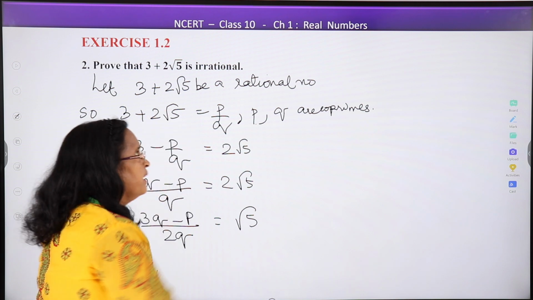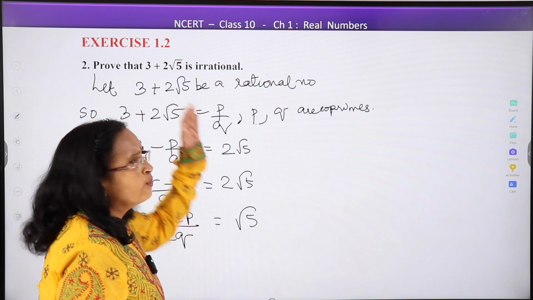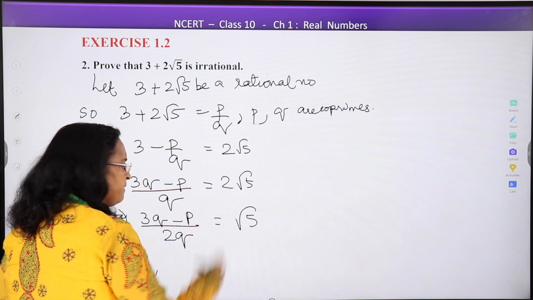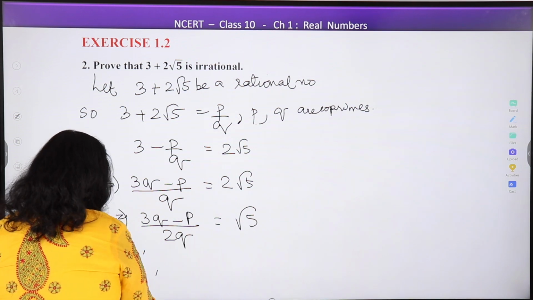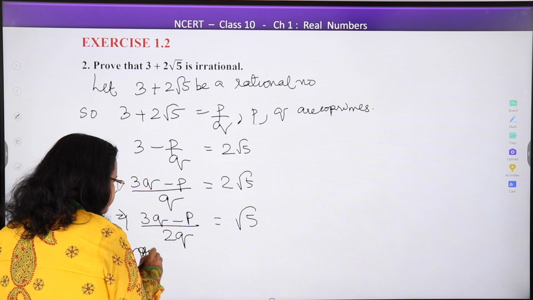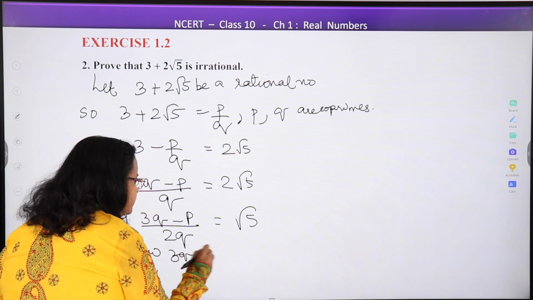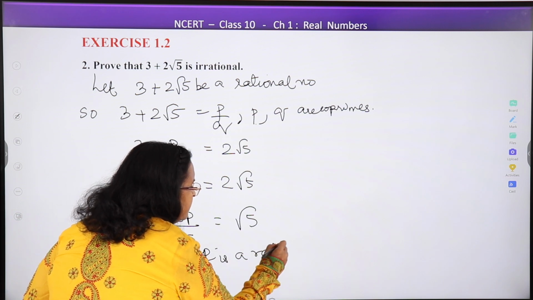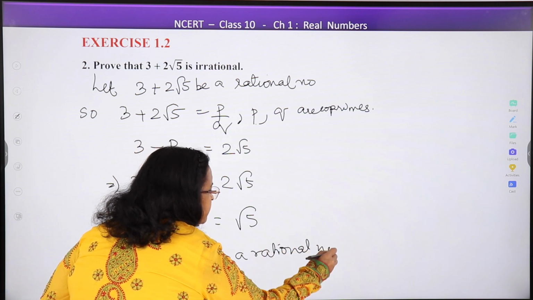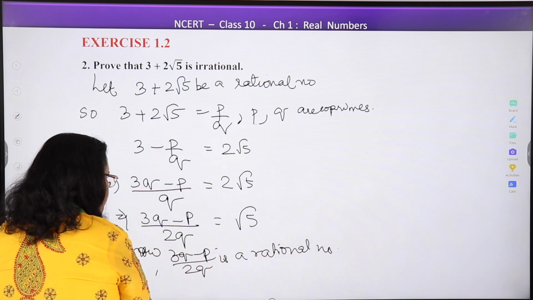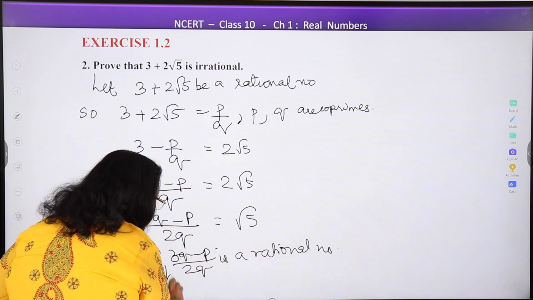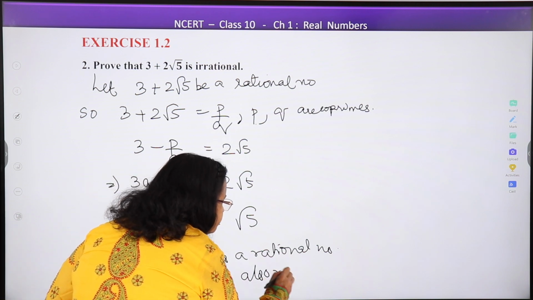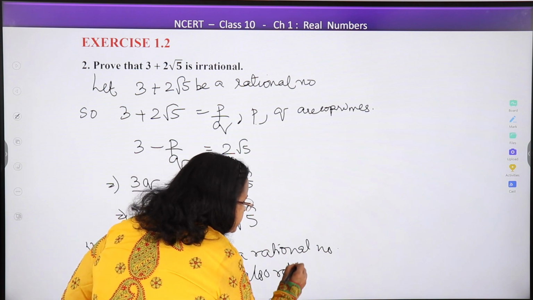So let us assume that it is given root 5 is an irrational number. Now we know 3q minus p by 2q is a rational number. So root 5 should also be a rational number, isn't it?